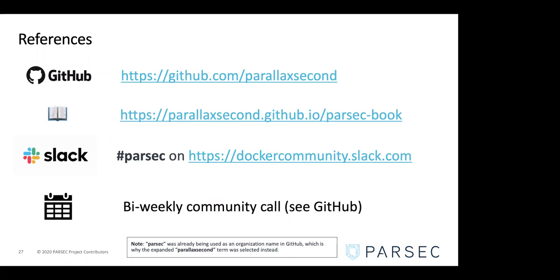So there's a question from Cameron. Thanks. Do we have any published use case documents, white papers, guides? So to answer that, I think I would say start with the book.